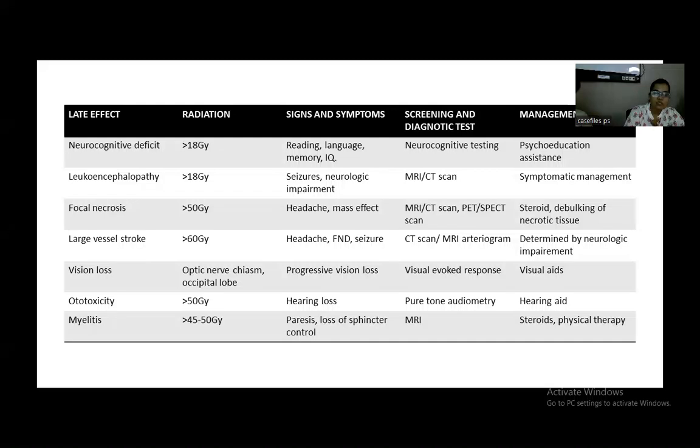Next is ototoxicity. That is basically presented as hearing loss. We usually check it by pure tone audiometry, and we use hearing aids for these patients. Next is myelitis. Myelitis can present as paresis and loss of sphincter control, can be checked by MRI, and we usually prefer steroids and physical therapy for them. Different radiation doses have been shown, which are going to cause these late effects.